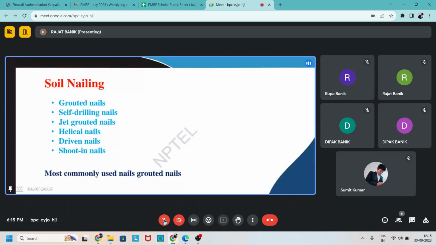Coming to the next slide, we discuss the different types of soil nailing. There are many types, and here a few are given. First one is grouted nails. In grouted nails, we use the soil nail to include the reinforcement into the ground, and after that we grout surrounding the soil nail. Then there are self-drilling nails, jet grouted nails, helical nails, driven nails, and shooting nails. The most commonly used is grouted nails.